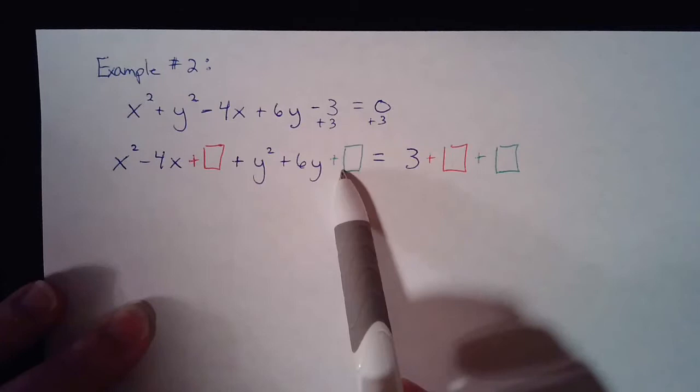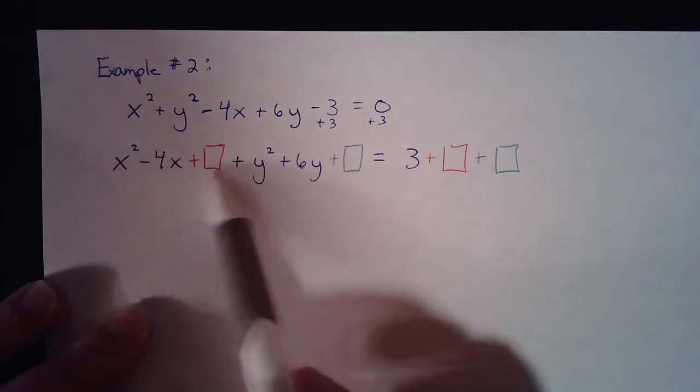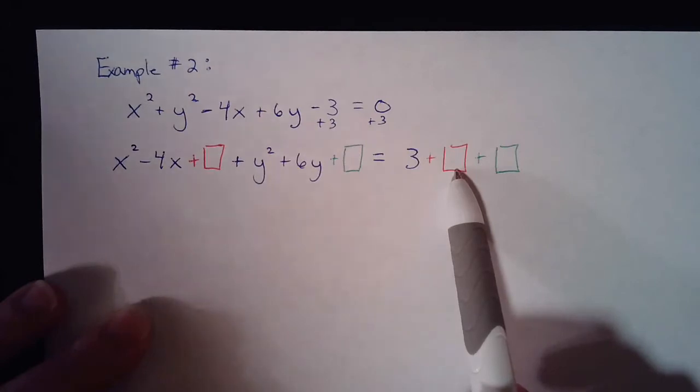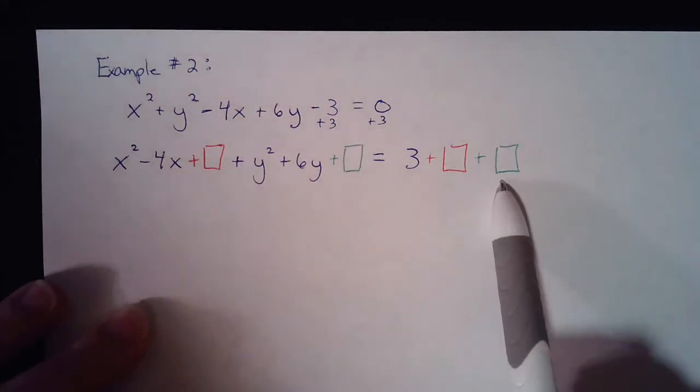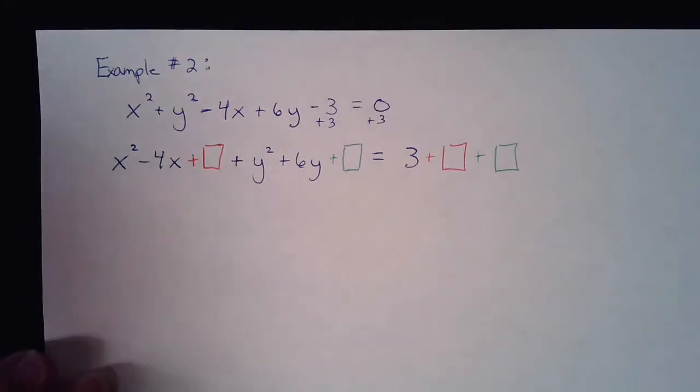And once again, I'm going to color coordinate this so that when I complete for the x's, I'm going to add that value to the right side of the equation, and then the same thing with the y's. Alright, so you can still do your tile drawings if you'd like to. I'm going to use the algebraic method on this, just so that we can kind of see how it works a little bit better.